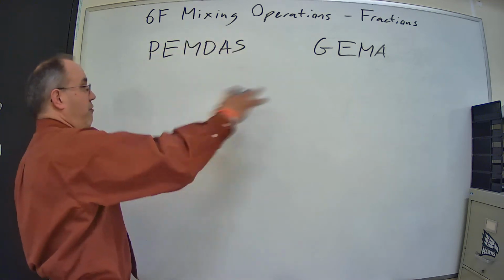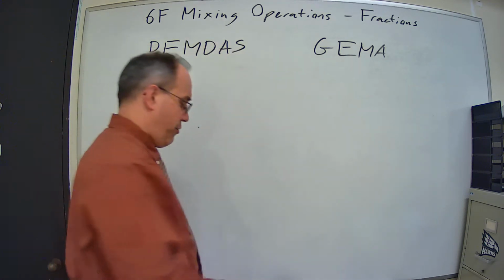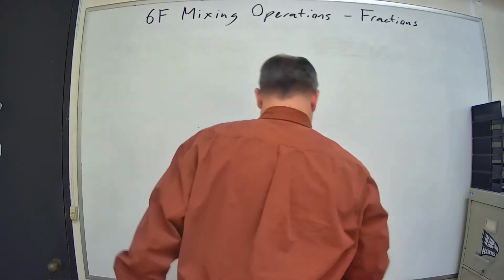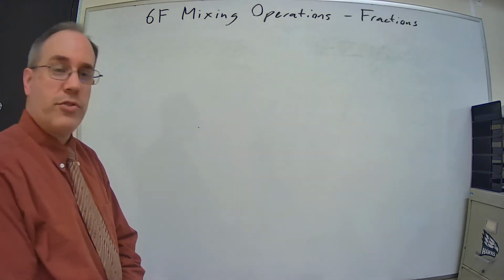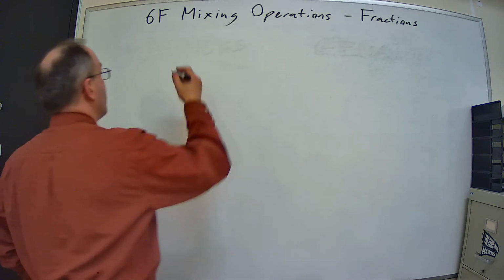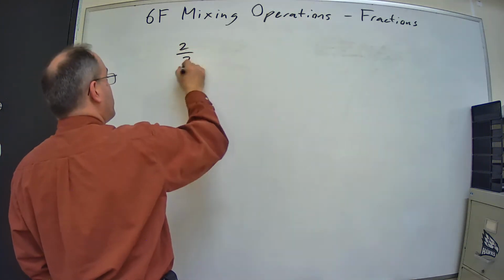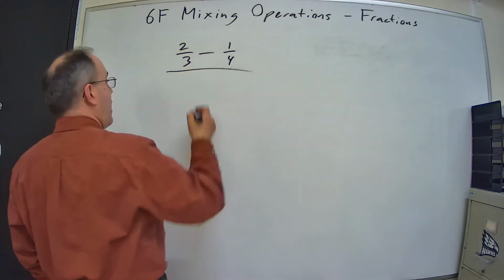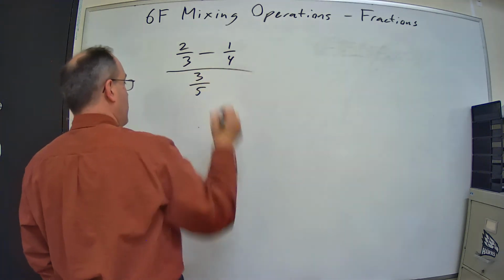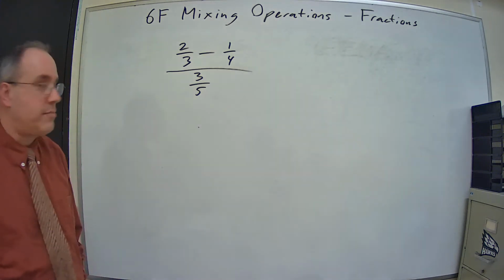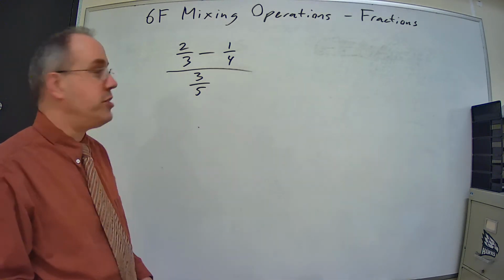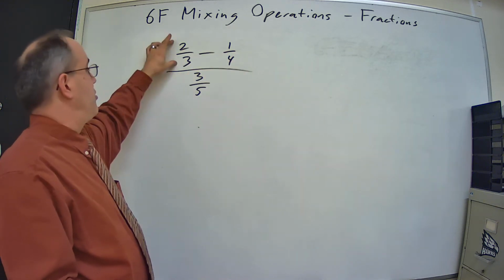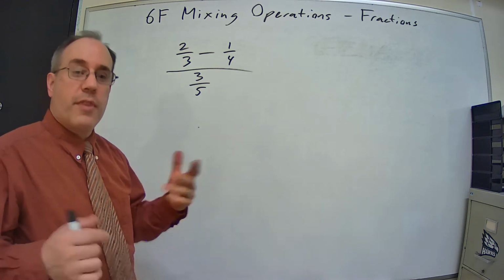So we're going to follow these processes. We're just going to deal with fractions to do it. So let's get an equation up here and go through and solve it using order of operations. 2/3 minus 1/4 divided by 3/5. Okay, order of operations says we deal with this grouping first, so we've got 2/3 minus 1/4.